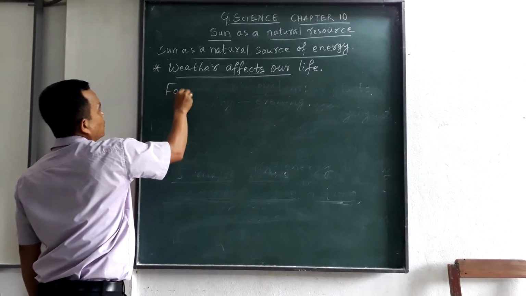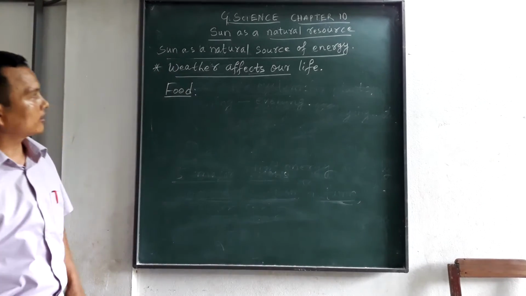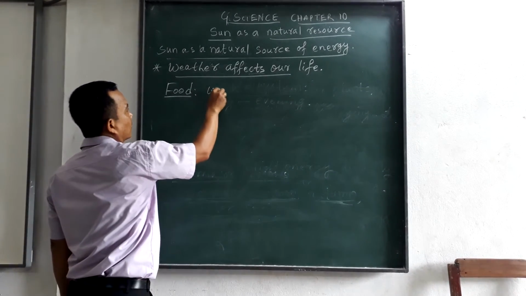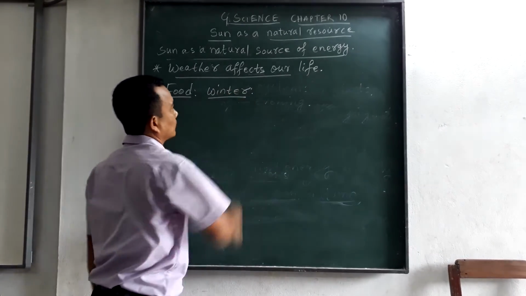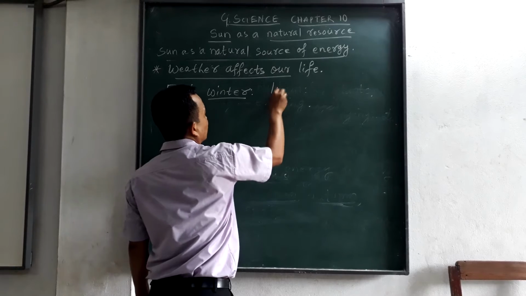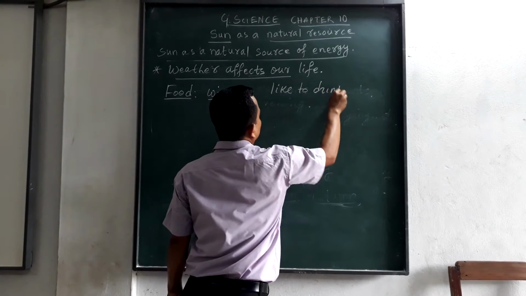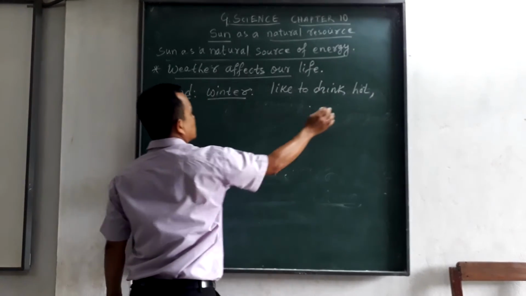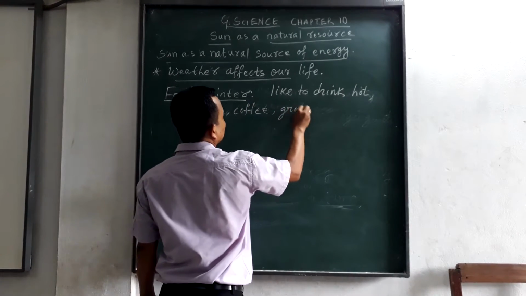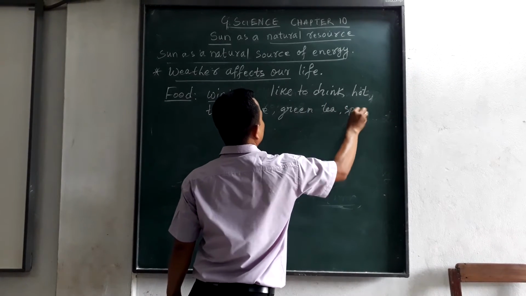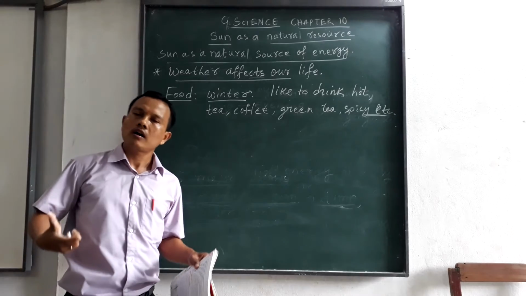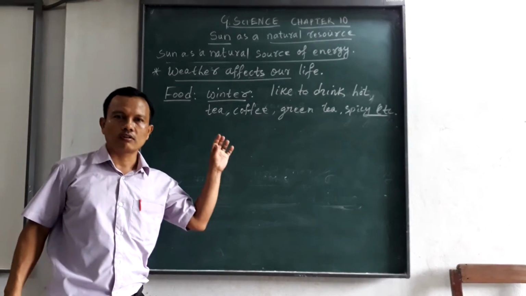Now let's see first the food habits. The first weather effect in our life is food habit. Now during winter, what happens? We like to drink hot tea, coffee, or green tea, or spicy food, etc. So during winter, all these hot things we like, which will make our body warm. So the food habit always changes during winter.